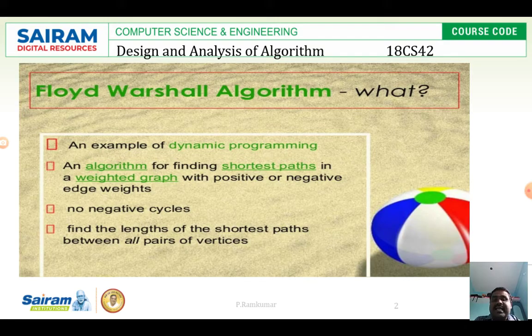Floyd's algorithm is an example of dynamic programming, and this algorithm is used to find the shortest path in a weighted graph with positive as well as negative weights. In Warshall's algorithm we won't use any negative weights. Dijkstra's algorithm does not support negative weights, but Floyd's algorithm does, as long as there are no negative cycles. It finds the length of the shortest path between all pairs of vertices.